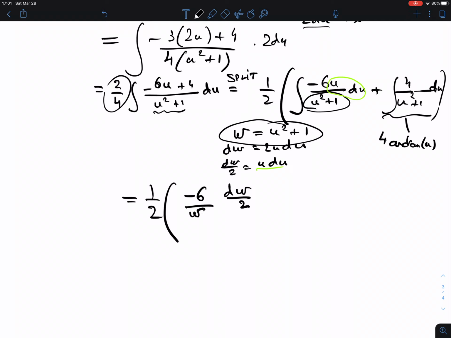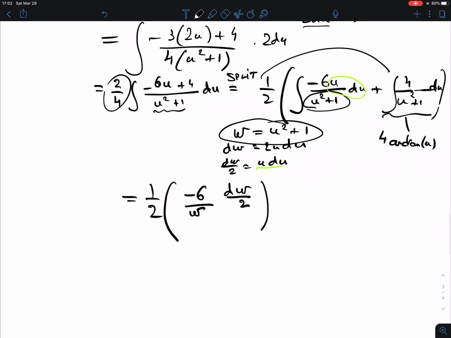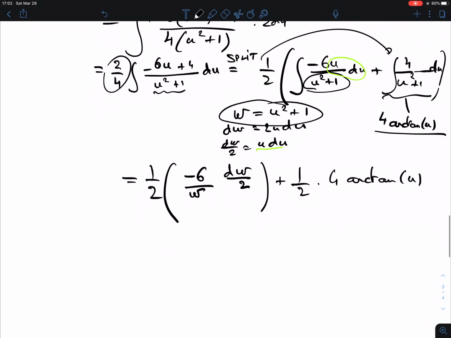Okay, that's this. And then this, I'm going to distribute a half already, plus a half times this guy, 4 arctangent of u. Now it's just a matter of plugging everything back in and then gathering all the factors. We have a 2, and a minus 6, so minus 6 over 4. Oh, there's still an integral here, sorry, I forgot my integral sign. And then this integral of 1 over w, that is just ln of w, okay? And then plus here, this simplifies to 2 times arctangent of u.